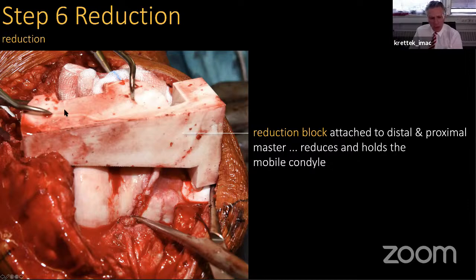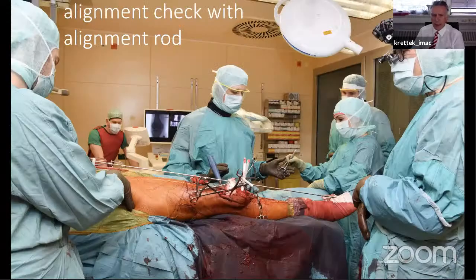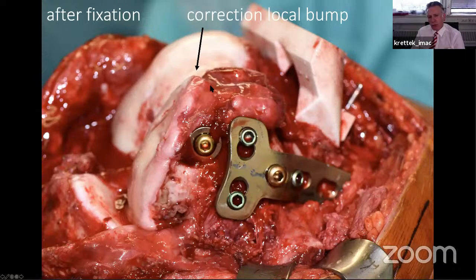The reduction block, as we have seen, is snagged into the proximal and distal master. So there is only one position which fits the perfect reduction, and this is additionally controlled with the alignment rod, and then we can go on for fixation. Here, angular stable plate, but still we have to address the local bump, which needs correction.